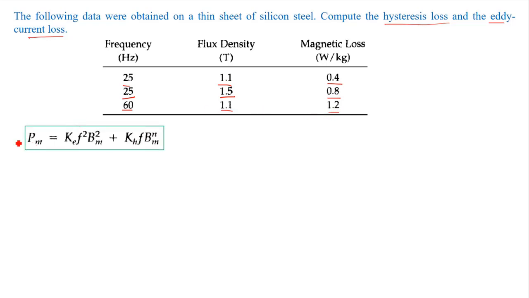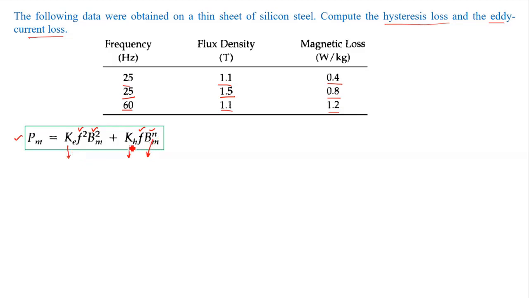Now, the formula we know: the magnetic loss is K f square Bm square plus Kh f Bm to the power n. In this formula, which parameters are to be determined? One is K and Kh. These are the parameters we want to find, because we know Bm, right? And the frequency f is also known. So the only things we want to know are K, Kh and n, right? Steinmetz constant is n. So we want to find K, Kh, n.